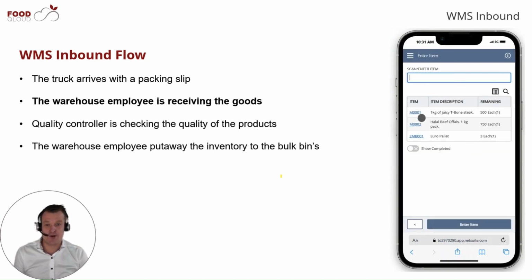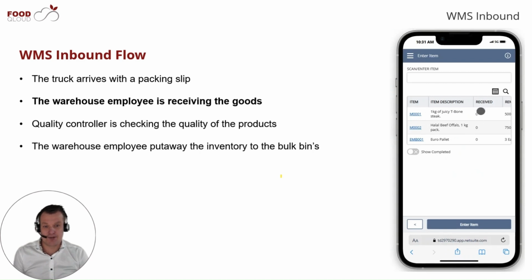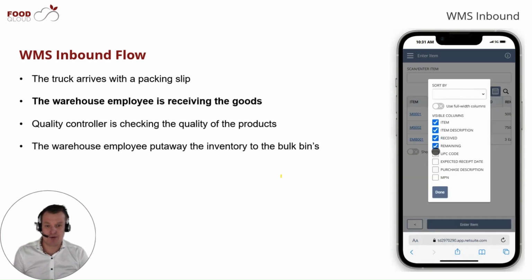Now you can see all the items that need to be received. You can see the received quantity when you turn the received on. For now, I will turn it off. Here we can make columns invisible or visible, whatever you want to show or hide.